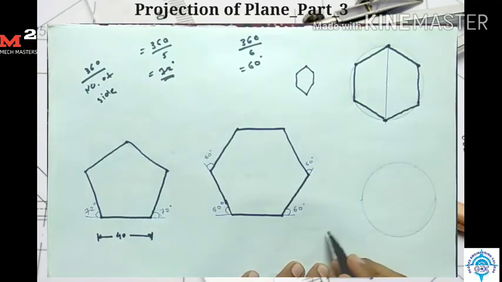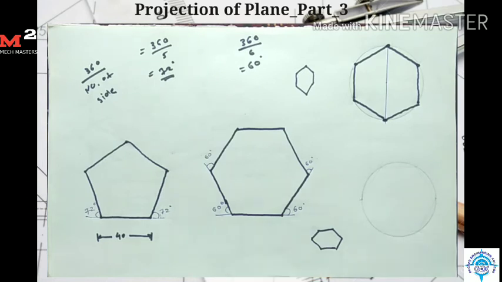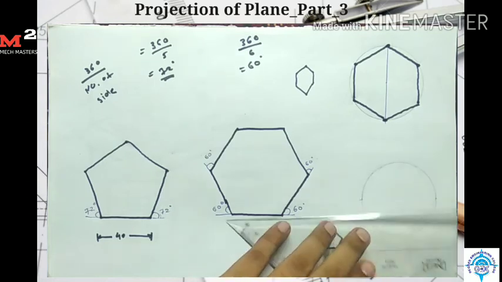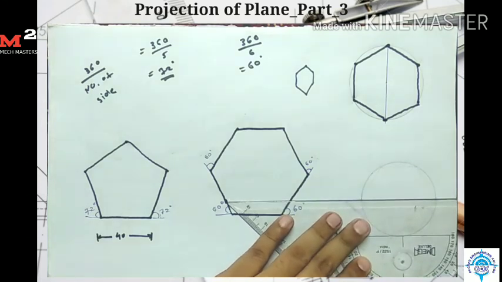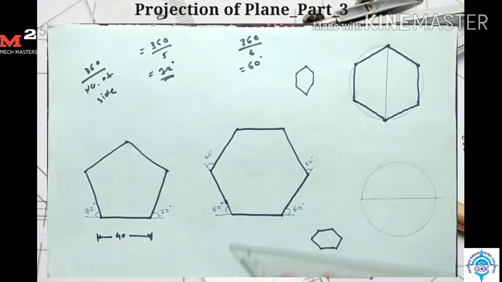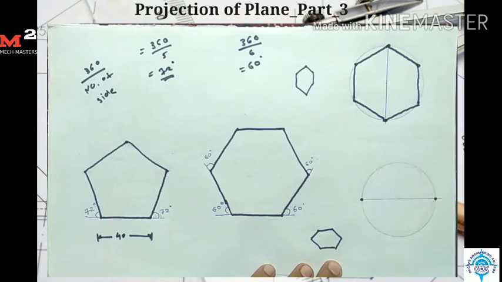Similarly, here I draw the hexagon resting on a corner, in this way. For that I draw one circle with 30 mm as a radius, because we require to draw a hexagon of 30 mm side. I draw one circle here. Here the hexagon is resting on a corner, so I draw one horizontal line here which passes through the center of the circle. Here I get 2 points of the hexagon, so 4 points remain.